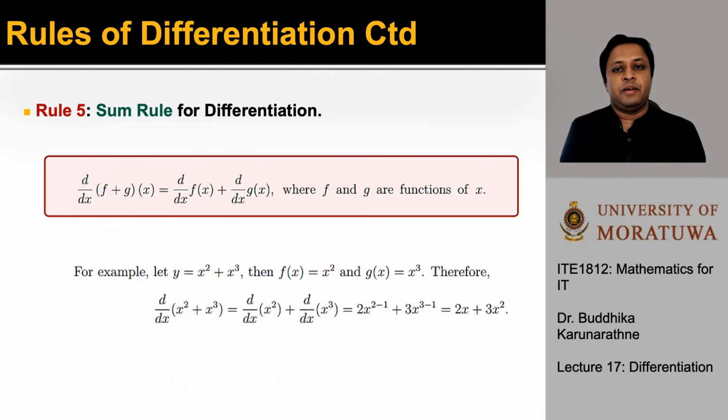Rule number 5, we identify as the sum rule for differentiation. This is when you have the summation of two or more functions. Here we have functions f and g, f(x) and g(x). When you have d over dx of f plus g of x, you can simply separate out and take the separate derivatives of those functions f(x) and g(x), and then simply add them up, where f and g are functions of x. So we take an example.